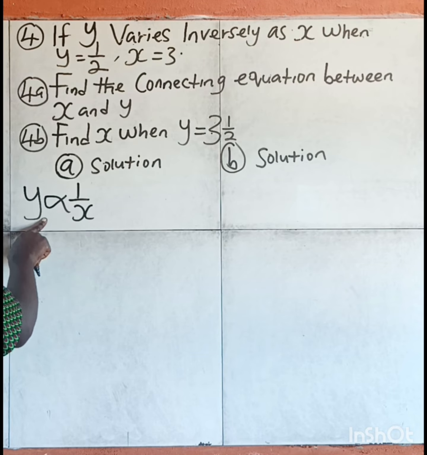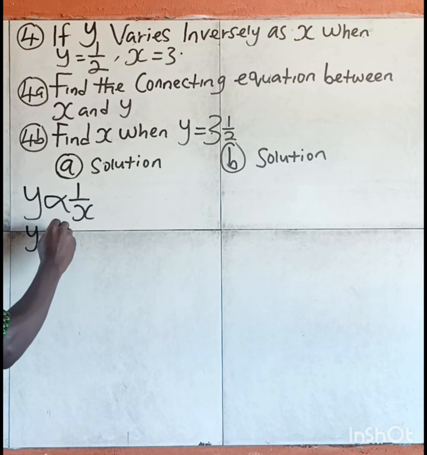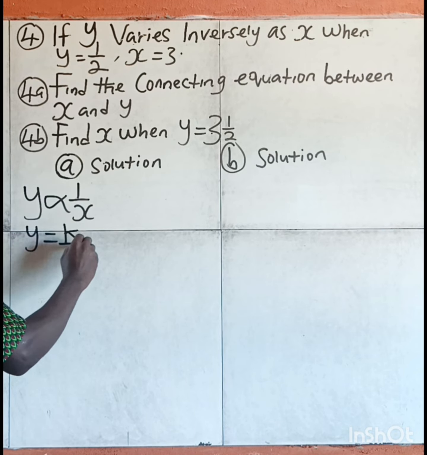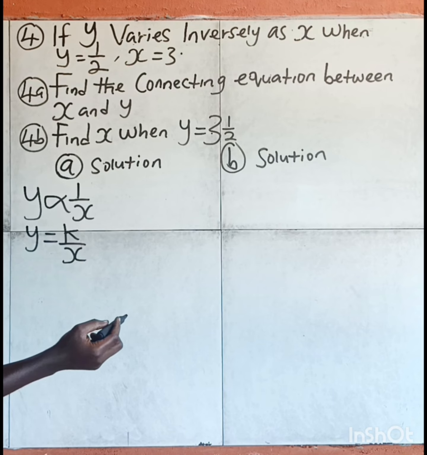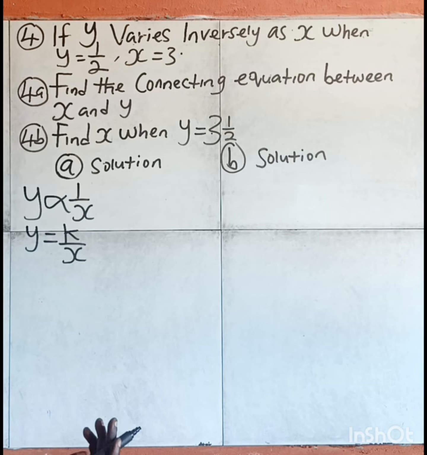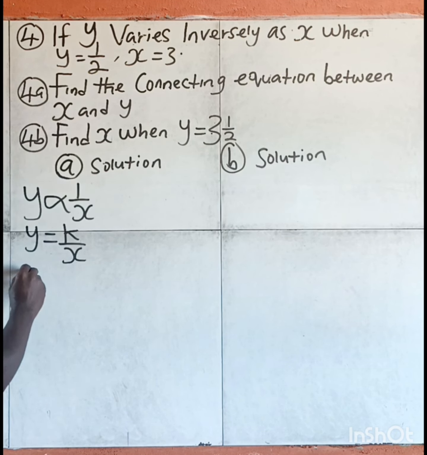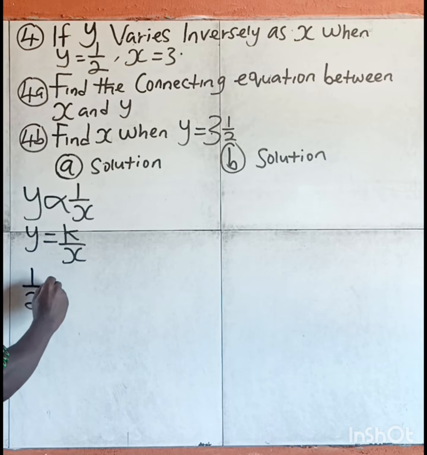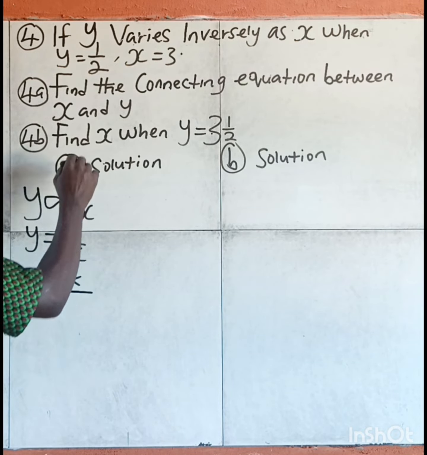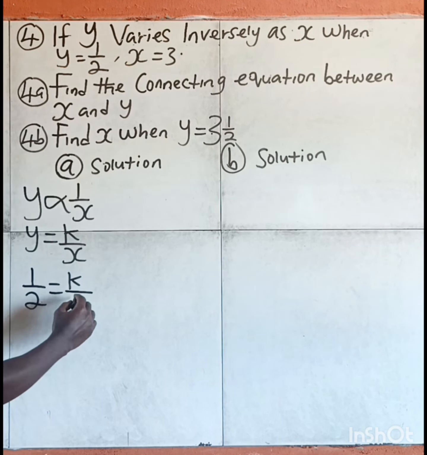At the end of the day, we're going to change this symbol here to an equal to sign. They introduce a constant, becomes k over x. You can see for yourself. Next, what am I going to do from this stage? Whenever I see y, what's the value of y? The value of y is 1 over 2, equal to k divided by x. What is the value of x? The value of x is 3.